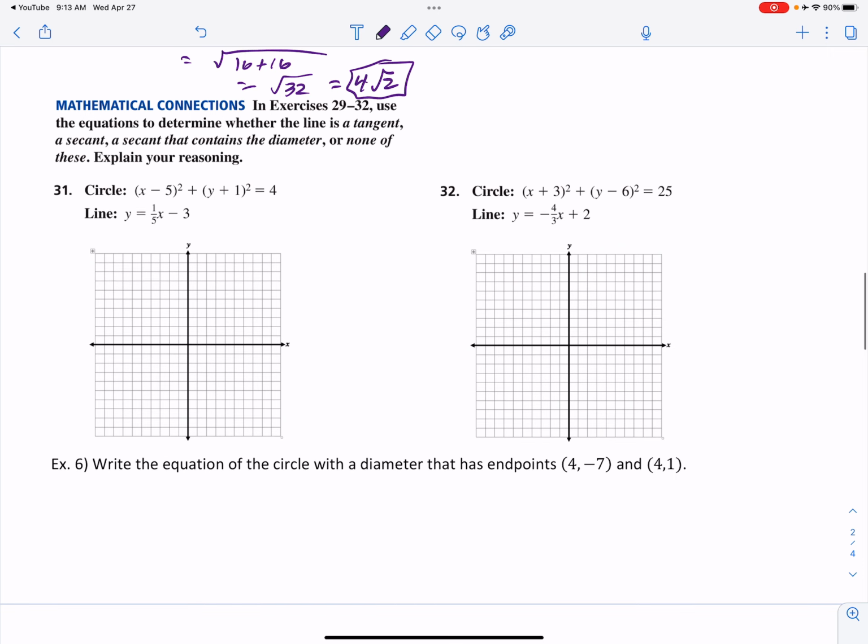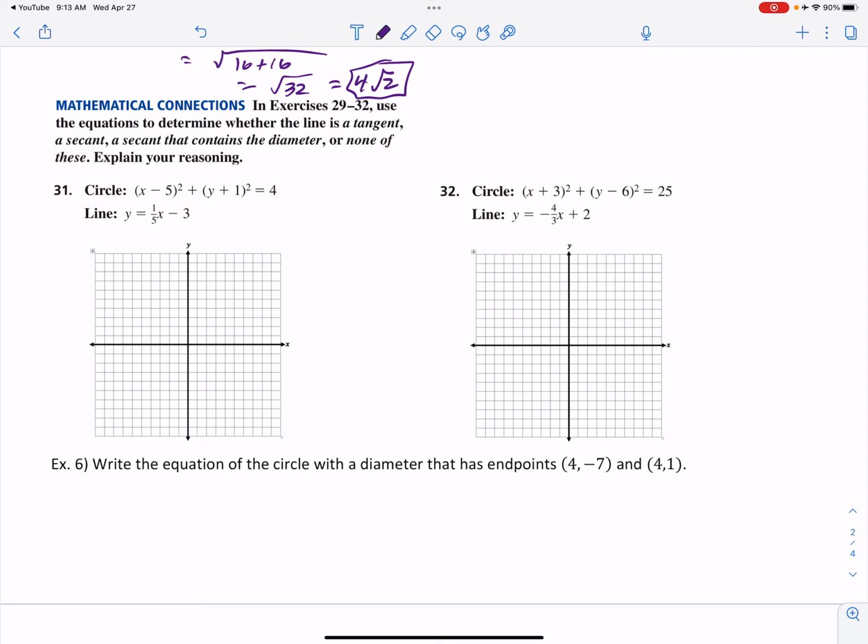Number 31, use the equations to determine whether the line is a tangent, a secant that contains a diameter, or none of these. Basically, you just need to graph and then determine what happens. A tangent line touches the circle at one point. A secant is a line that goes through the circle and intersects it at 2 points. A secant that contains the diameter means that that line goes through the center. And none of these is going to be if the line doesn't intersect the circle at all.